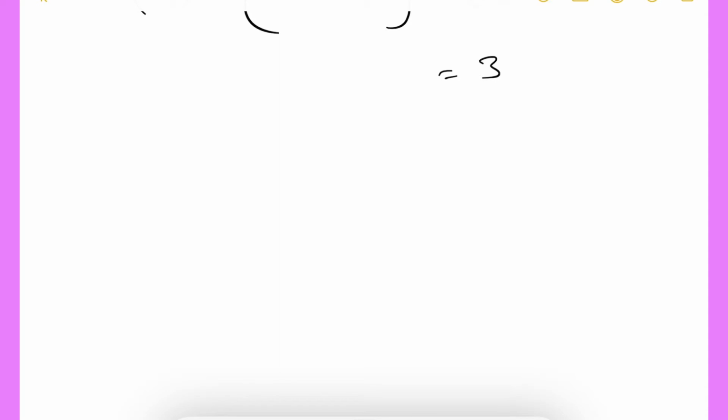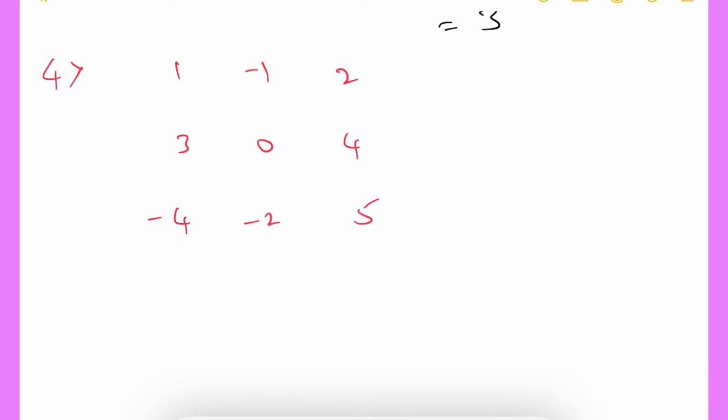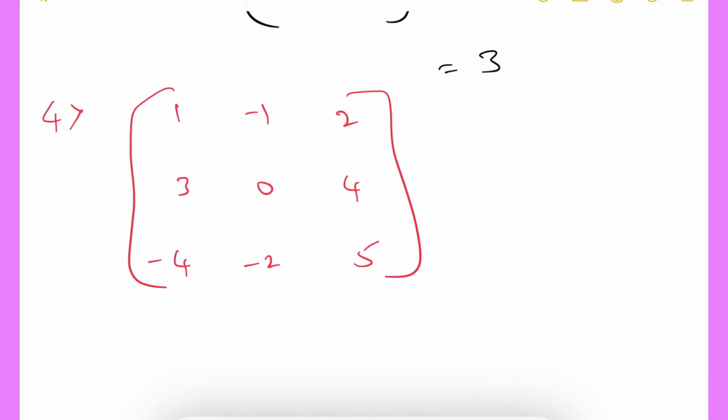Next, example 4. Find the determinant of the matrix. He gave 3 by 3 matrix: 1, minus 1, 2, 3, 0, 4, minus 4, minus 2 and 5. So whenever we are finding the determinant of a 3 by 3 matrix, remember these symbols. First row, first element should be plus. First row, second element should be minus. First row, third element should be plus.